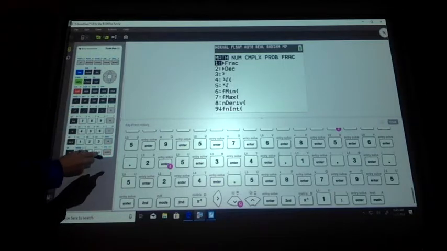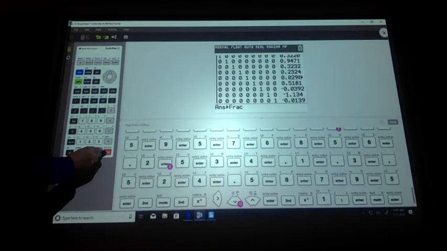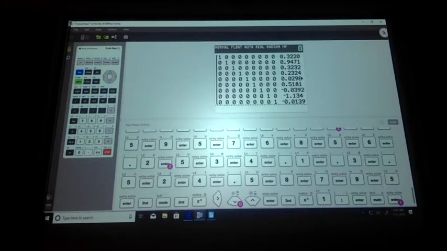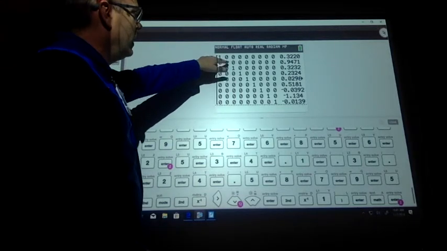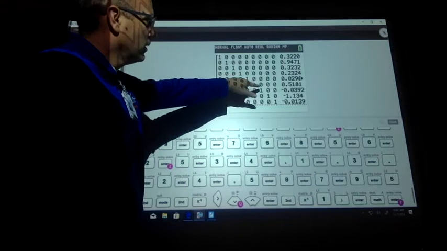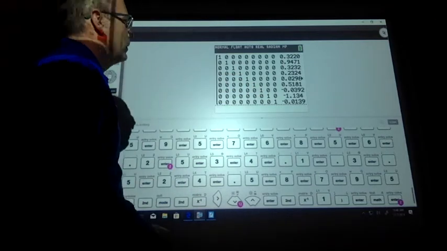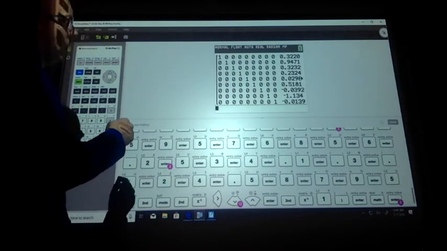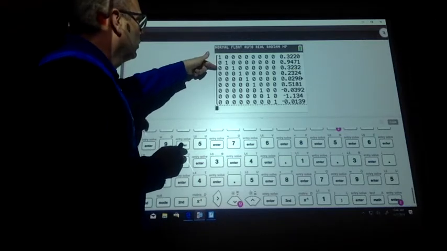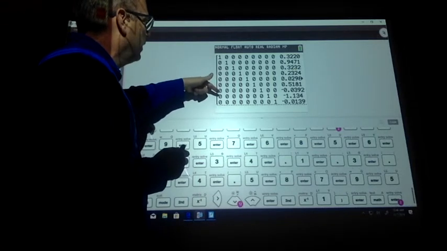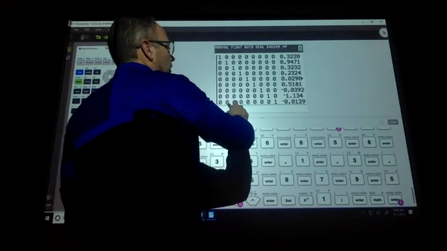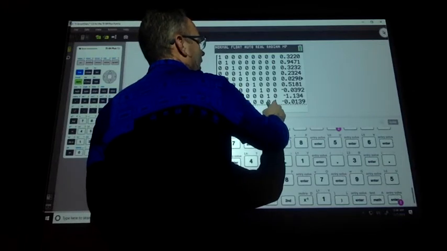Nice. Math fraction. Give me a lot of zeros. Oh, yeah, look at that. So this is your identity matrix. Scroll up, scroll down. Okay? I think that's all on the screen. Wasn't it 1, 2, 3, 4, 5, 6, 7, 8, 9? 1, 2, 3, 4, 5, 6, 7, 8, 9, 10.